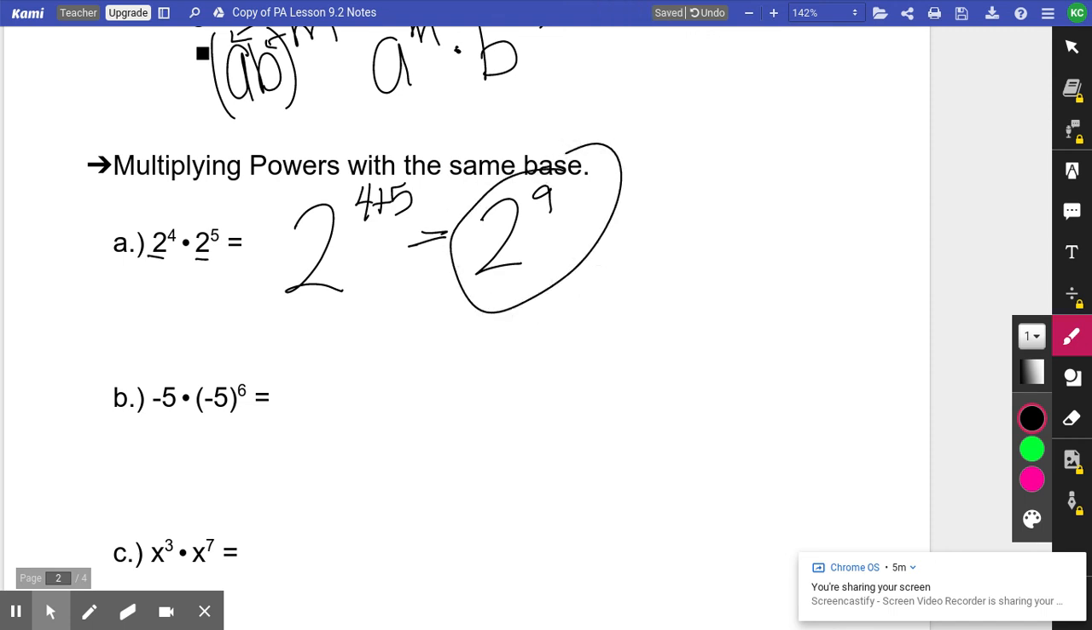Okay, here I have -5 times -5 to the 6th power. If there's just a -5 without an exponent, remember, whenever a number is by itself, it has an understood 1. So it's really -5 to the first. So it's like saying -5 to the 1 plus 6, which is going to give me -5 to the 7th.